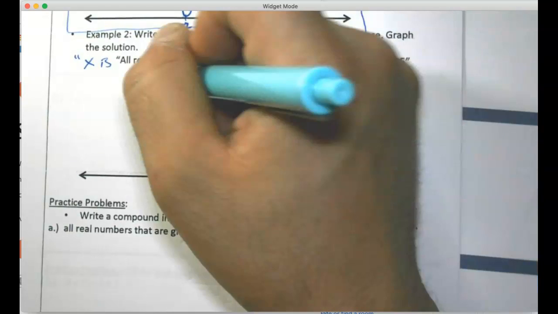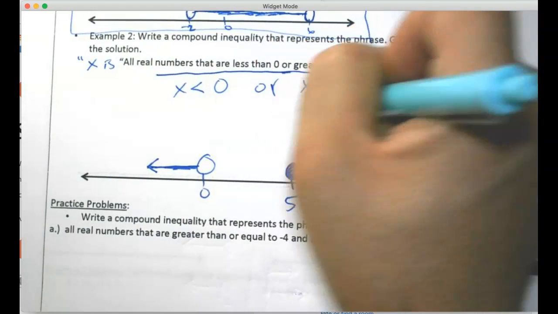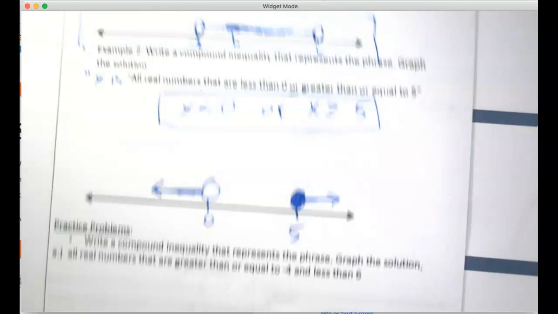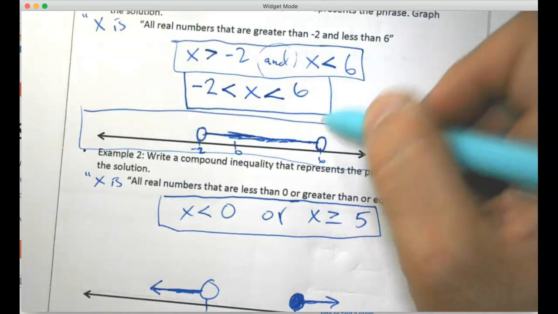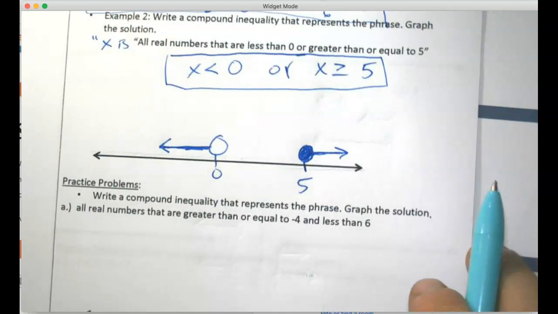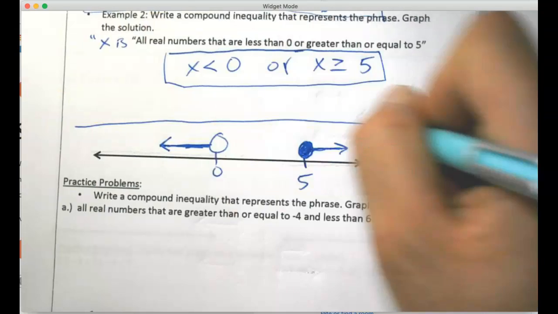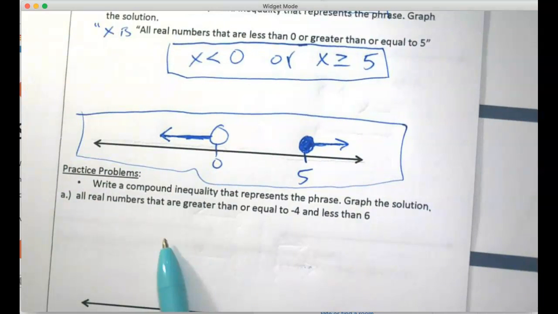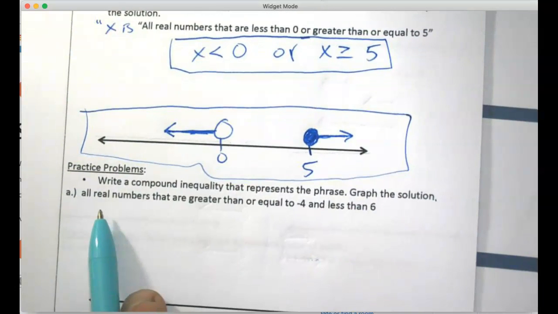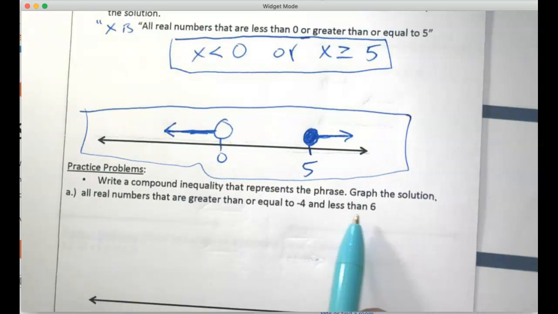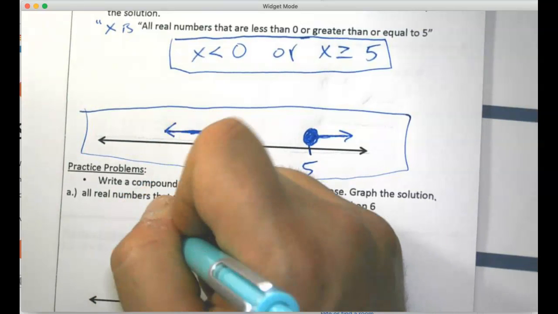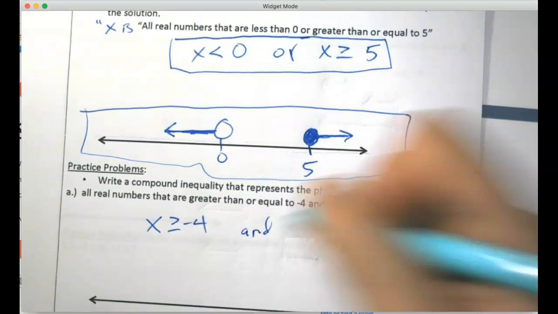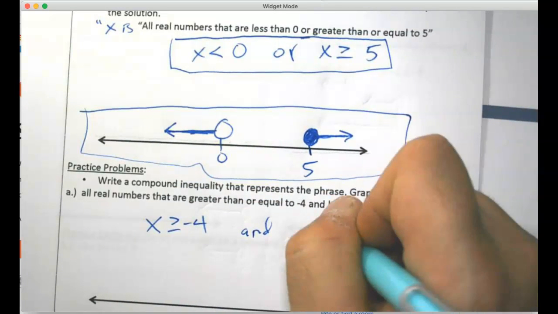So again, it's write the compound inequalities, this part, right? And up here, you could have boxed the first thing or the second thing or both. And then part of your answer is also your graph, so I'm just going to box both things. Next one, these could easily just say x is all real numbers that are greater than or equal to -4 and less than 6. So x is also less than 6.